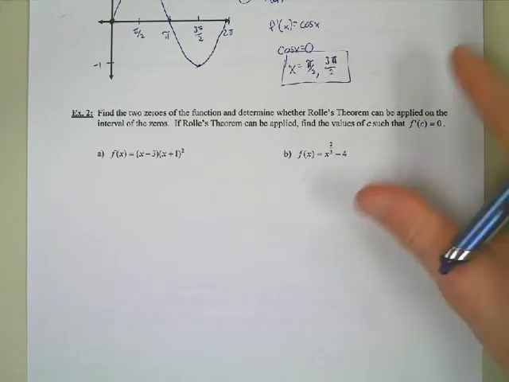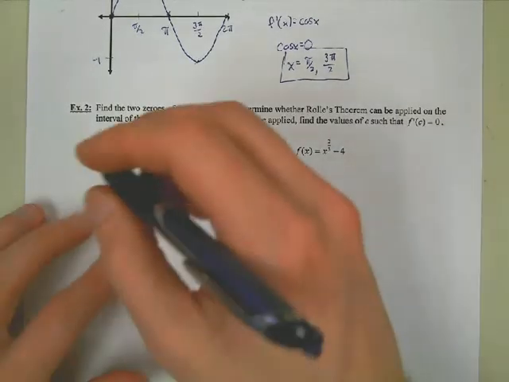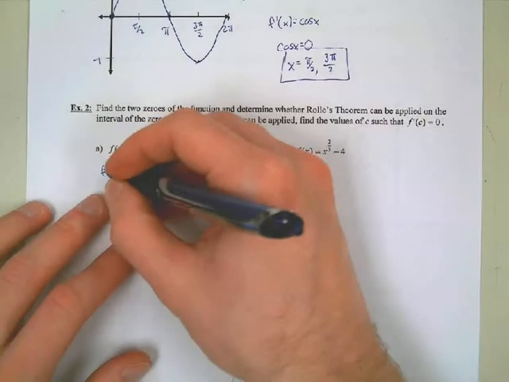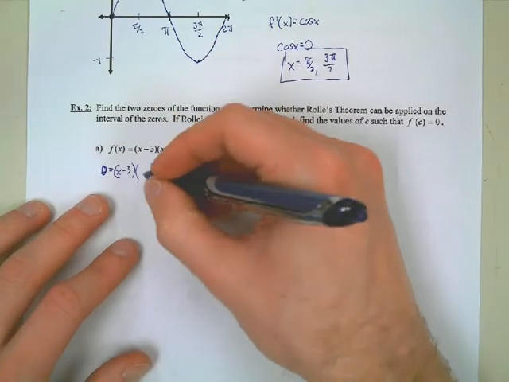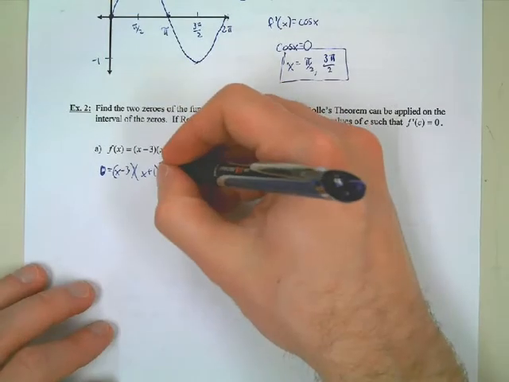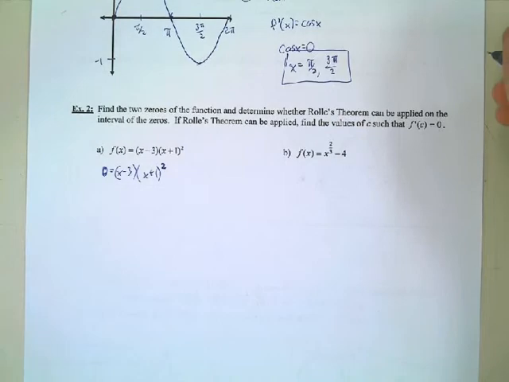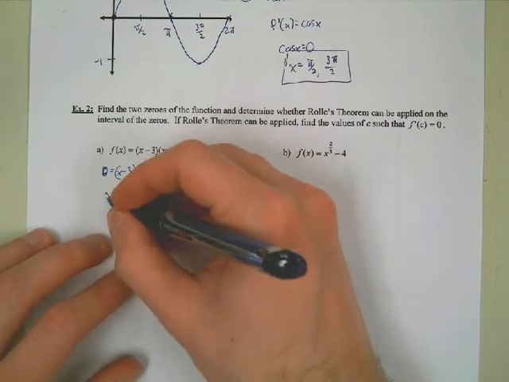If Rolle's theorem can be applied, find the values of c such that f prime of c equals 0. Okay, so we've got to find the zeros first. So let's see here. I'll say 0 equals x minus 3 times x plus 1 quantity squared. Sorry, it's a squared. To find the zeros, that's just finding when the function equals 0. So what are the zeros here then? 3 and -1.